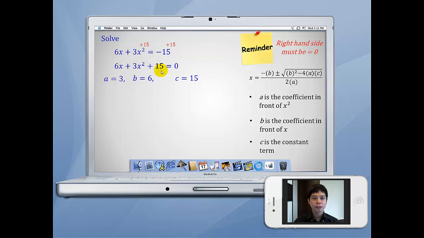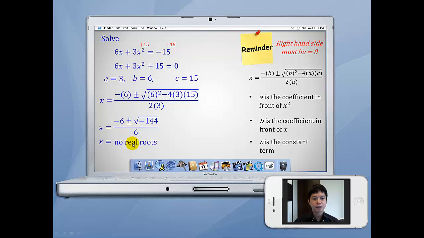When we put a, b, c into the formula, this is what we will get. Negative b plus minus square root of b squared minus 4ac over 2a. And simplifying it using the calculator, we will get this. Now, if you press the calculator, it will say that it is a math error, because we cannot square root a negative number, and hence x has no real roots.